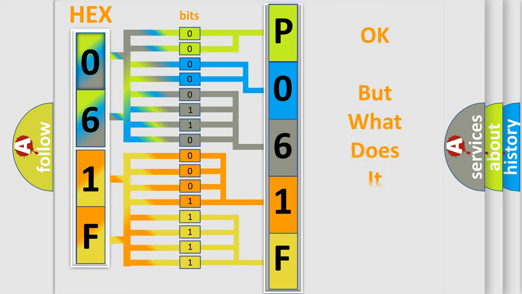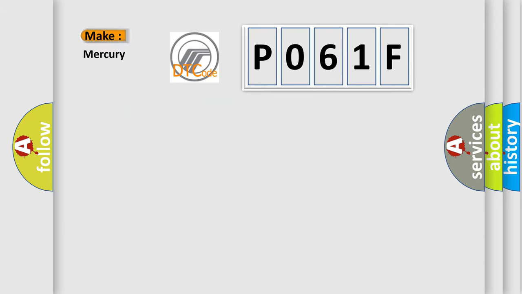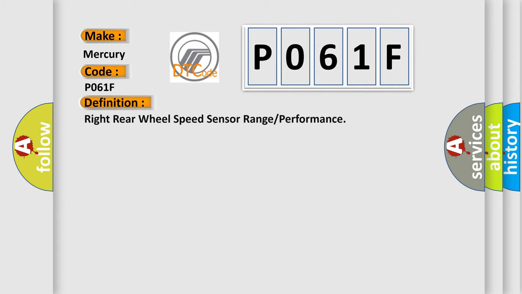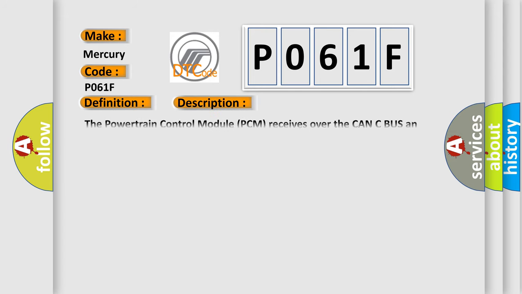The number itself does not make sense to us if we cannot assign information to what it actually expresses. So, what does the diagnostic trouble code P061F specifically interpret for Mercury car manufacturers? The basic definition is right rear wheel speed sensor range or performance. And now this is a short description of this DTC code.